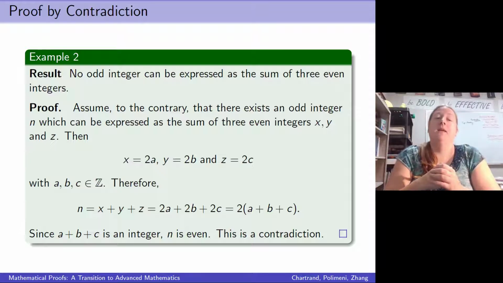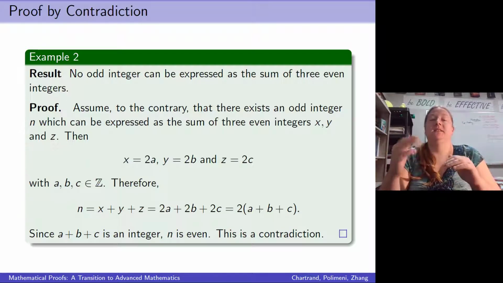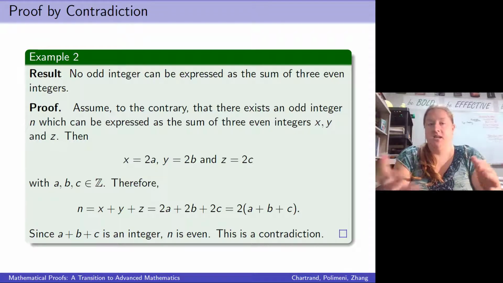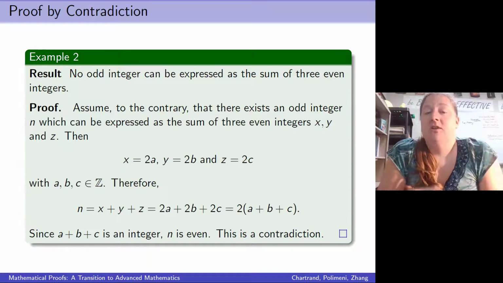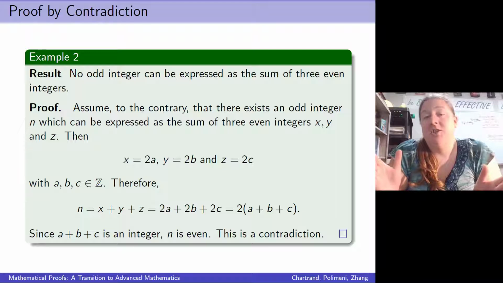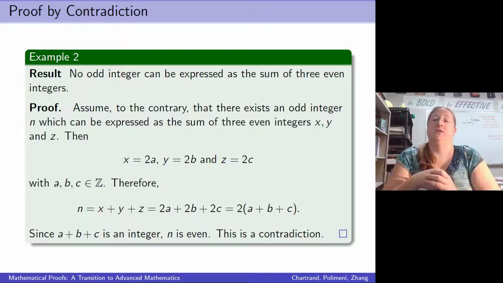Here's another example. No odd integer can be expressed as the sum of 3 even integers. This is one that I could work through. I might want to work with a proof by contrapositive, and then I'd have multiple cases involved, and it could be a fairly lengthy proof. I could get there though. But if I look at it with a proof by contradiction, I say, let's assume that it's not true. So we're going to assume the contrary. So there's some odd integer that can be written as the sum of 3 even integers.